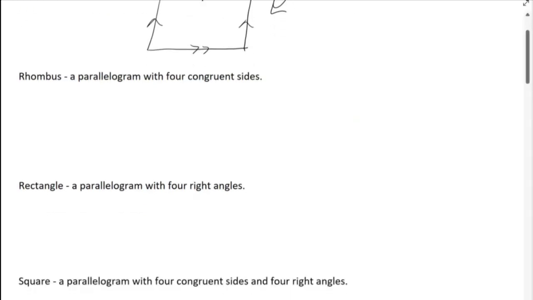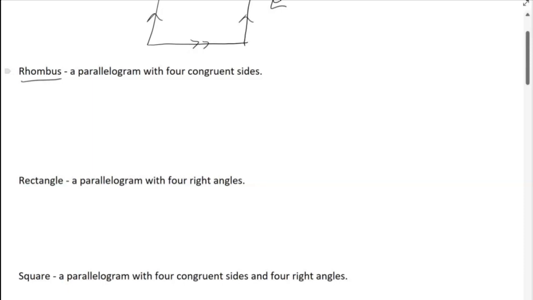Okay. The next type of quadrilateral is called a rhombus, and a rhombus is specifically a parallelogram, so we're going to have opposite sides parallel, but also all of the sides are congruent. So if you want to draw that a little bit narrower, you're going to see opposite sides parallel, but then all the sides are congruent. So it looks like a square that's kind of turned.